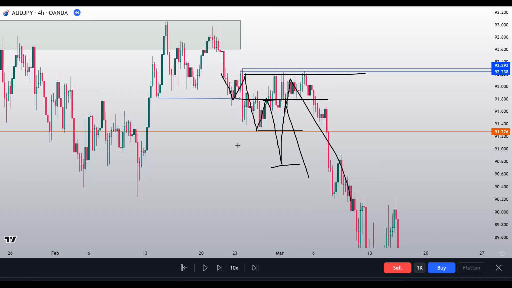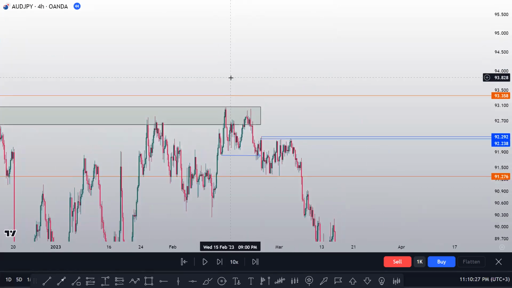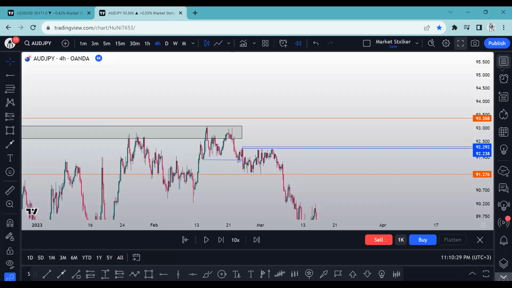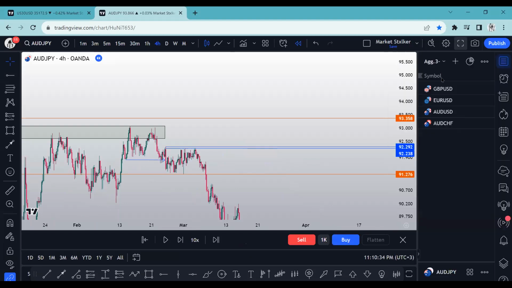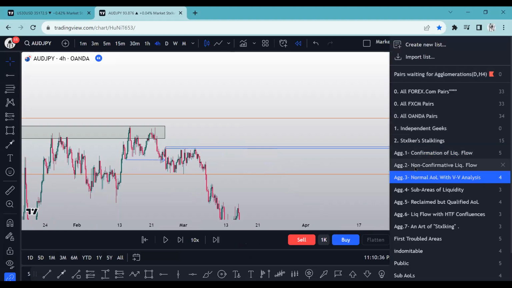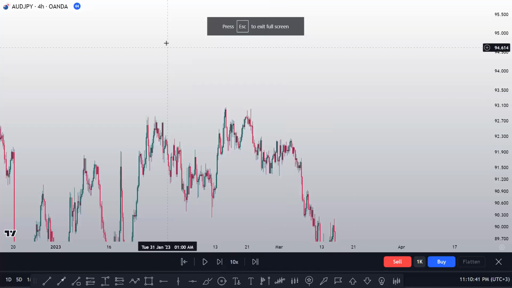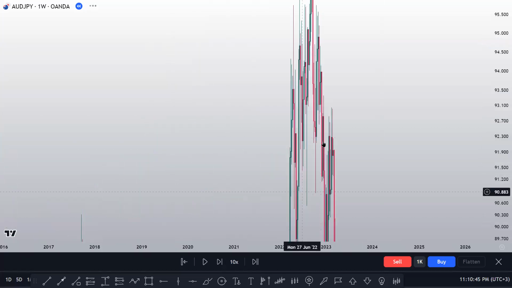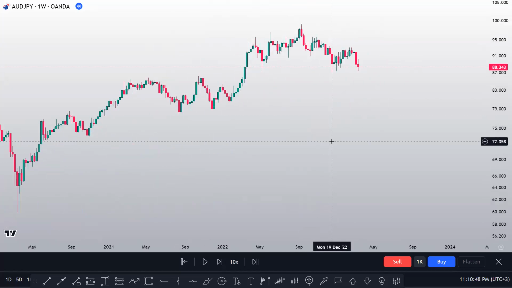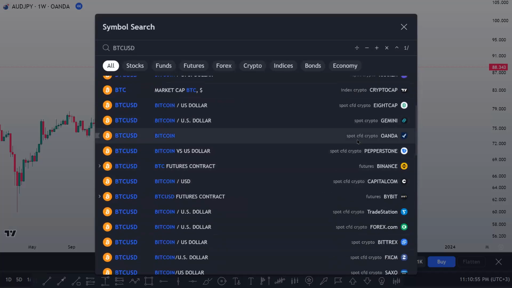So let us try to look now at the second agglomeration, which is the normal area of liquidity with validation and violation. Let's try to look at it. Also, before I move on, we have this non-confirmation of liquidity flow. And with this non-confirmation of liquidity flow, it is very, very simple if you understood this confirmation of liquidity flow clearly. For example, let us try to look at maybe pairs like Bitcoin. Let's try to look at the Bitcoin.